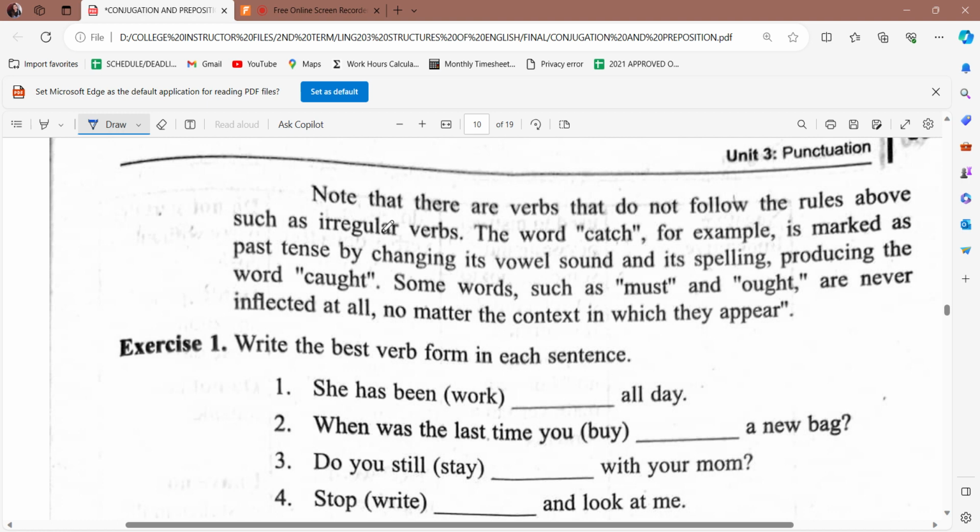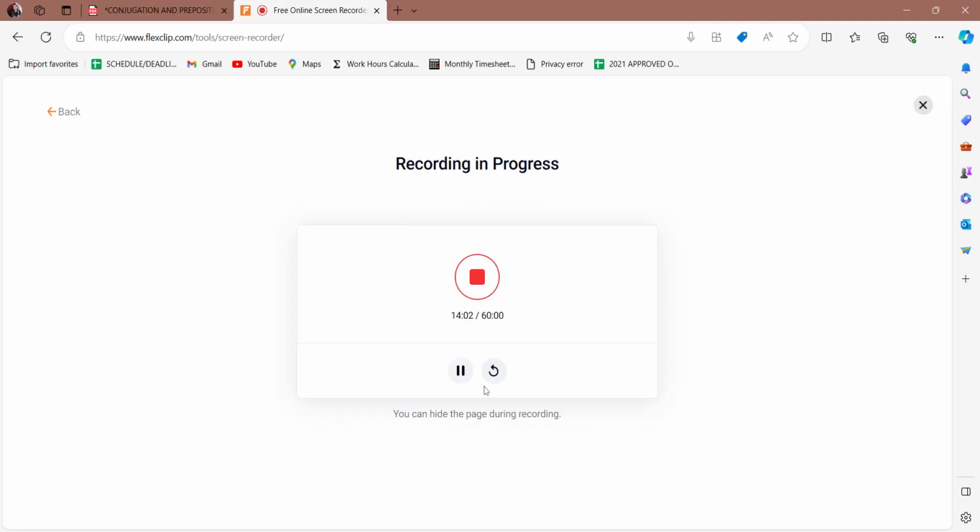Note that there are also verbs that do not follow the rules above, such as irregular verbs. The word catch, for example, is marked as past tense by changing its vowel and its spelling, producing the word caught. Some words, such as must and ought, are never inflected at all, no matter the context in which they appear.